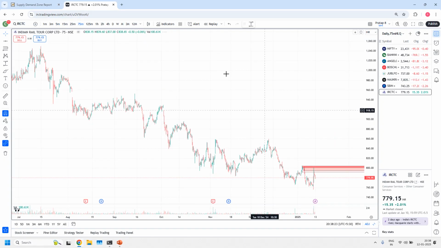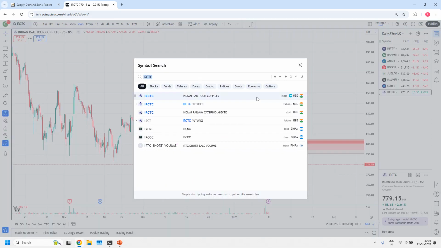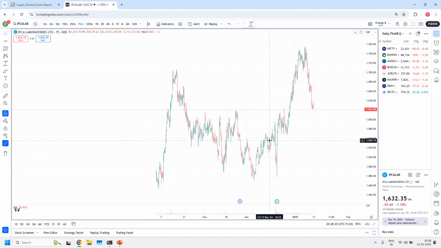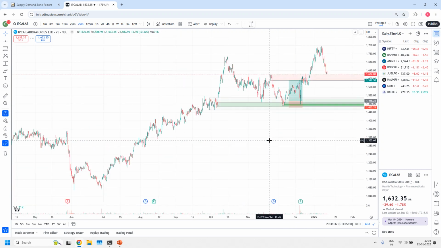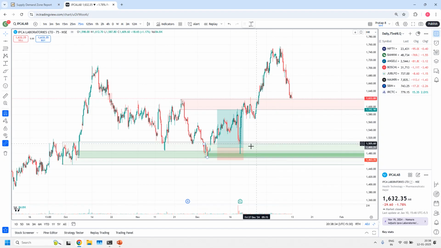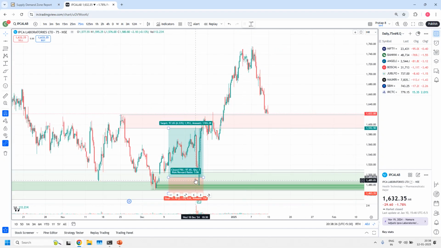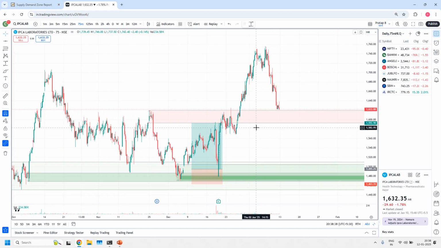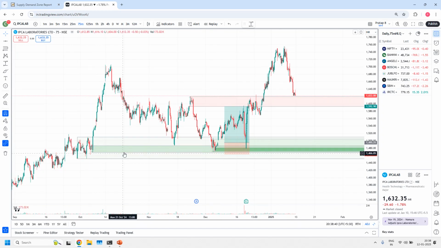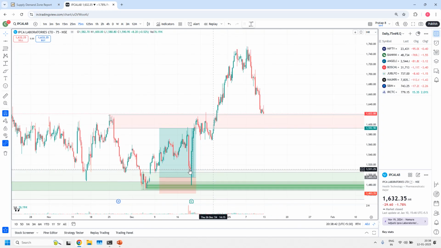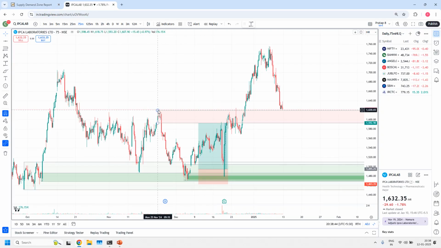Let me move on to the 75 minutes time frame. IPCL Laboratories. Previously we planned some trades and we got executed in IPCL Labs. These are the daily zones. This zone is not violated. Let me keep that as it is.